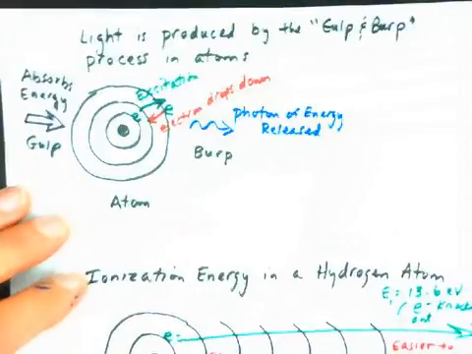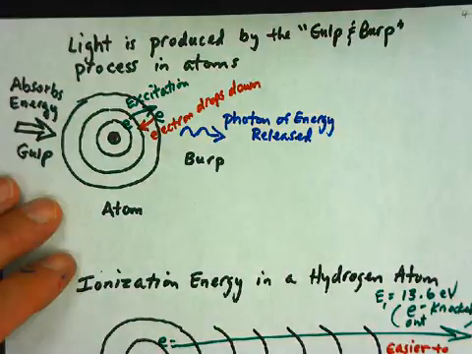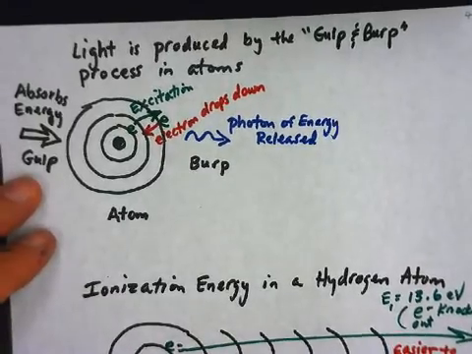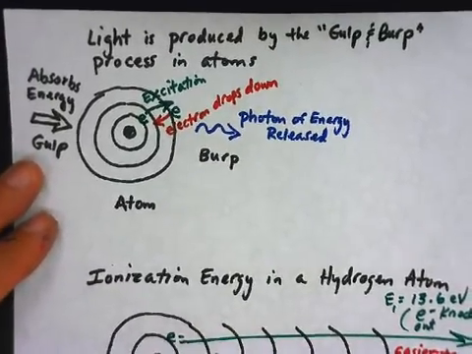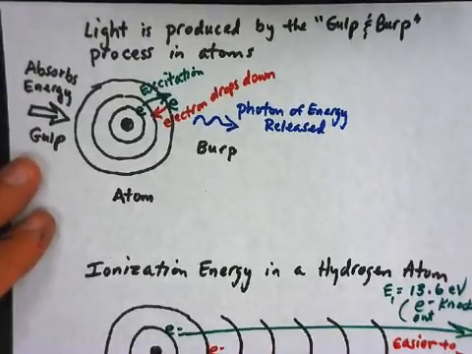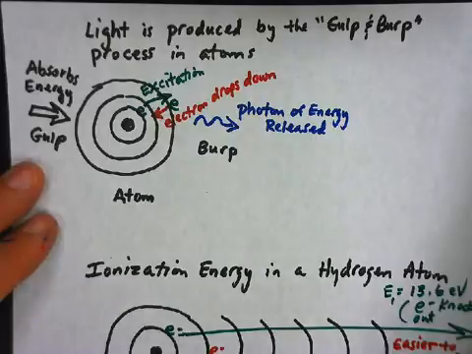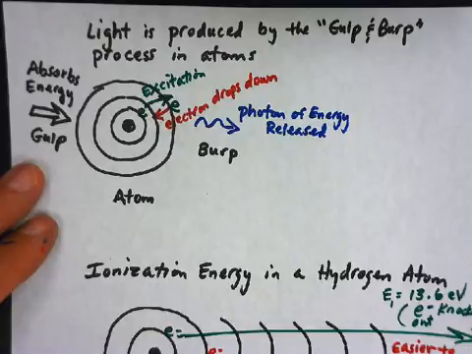Okay. Well, so far then we know how to find the energy of a photon if we know what the frequency is. Now let's take a look at how light is produced from an atom. Light is produced by what Paul Hewitt, a physicist and textbook writer and famous teacher, called the gulp-and-burp process. Light is produced by the gulp-and-burp process in atoms. Basically, what does that mean?